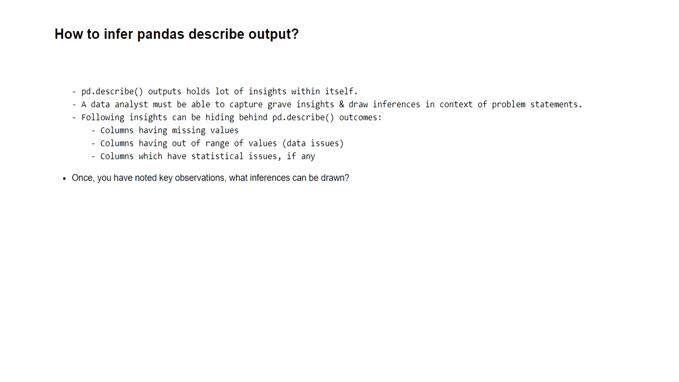describe output. Beyond data validation and looking for missing values, this output also tells us some statistical insights, or whether there are any statistical issues related to your data. What are they? We'll see that. Alright. Once you have made up your mind and come up with such observations, what you should do now is that you can draw a lot of inferences out of it.